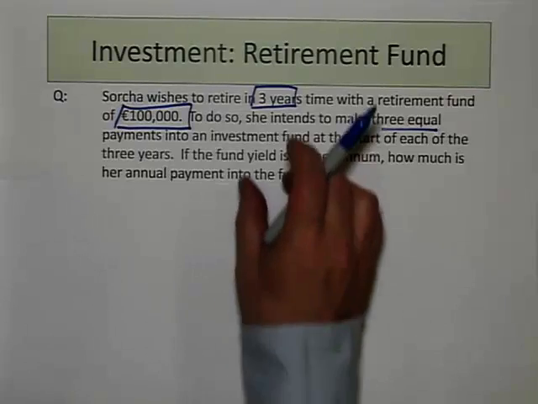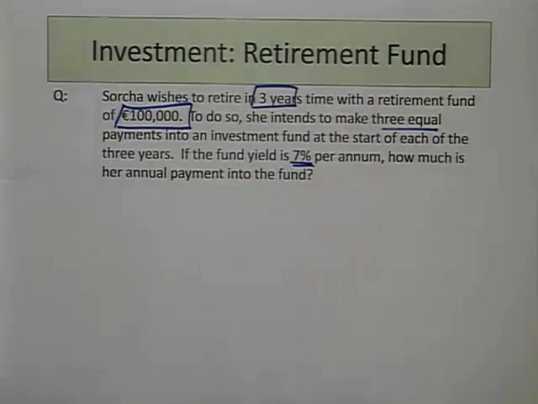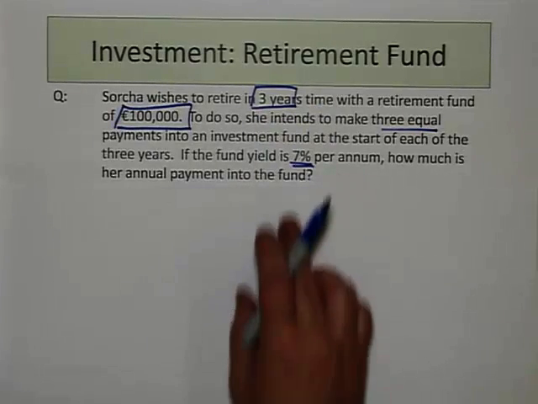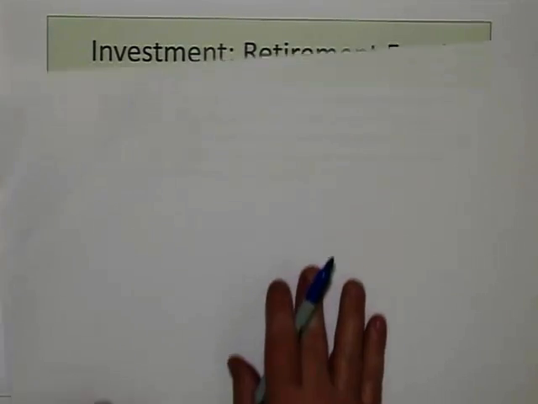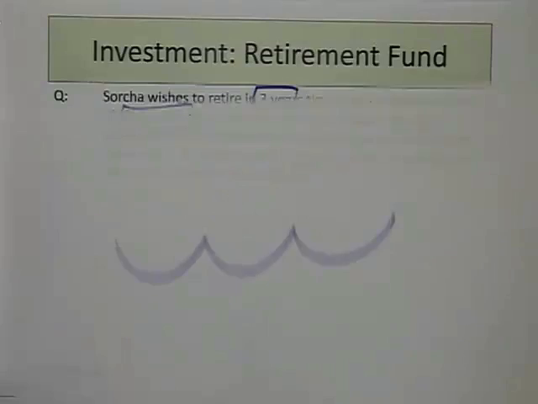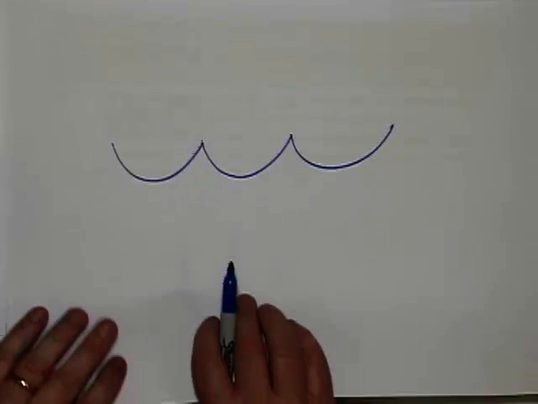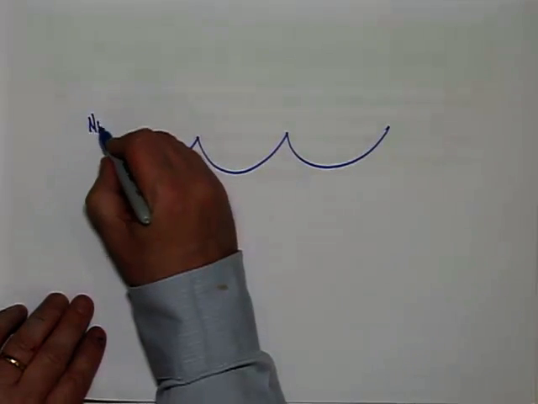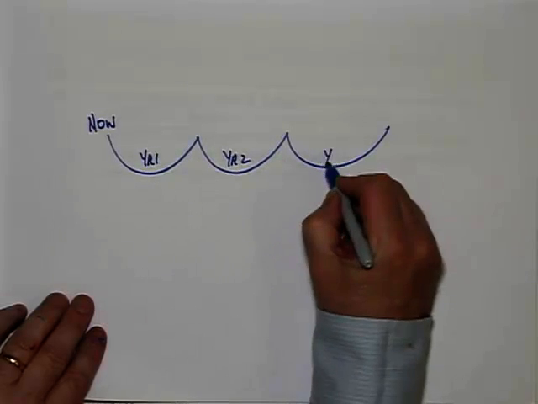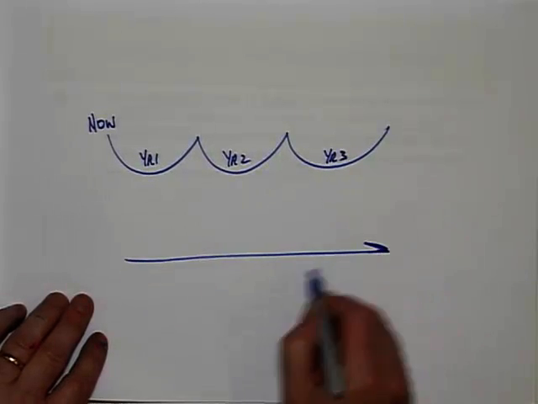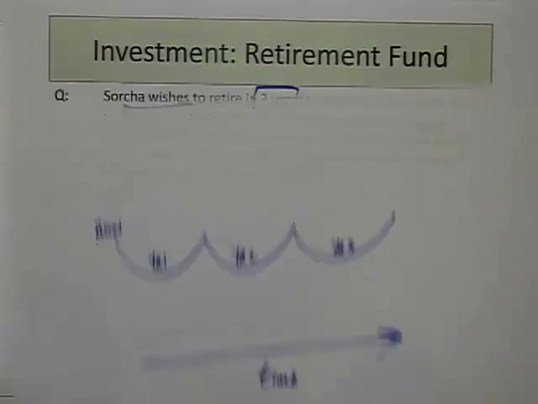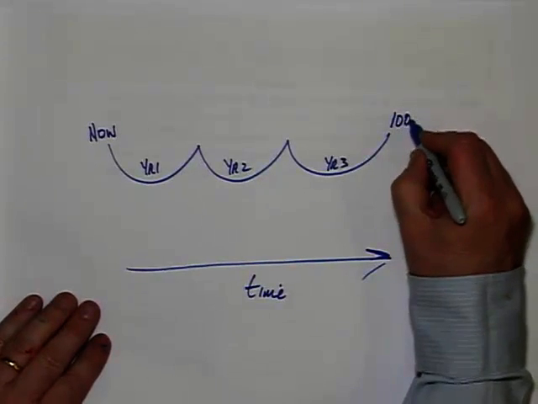Basically, not only is she willing to put in money now, but she's going to do that for each of 3 years. So let's start with the diagram. The first thing we do in the diagram is 3. So we say 1, 2, 3. We want 100,000, that's now. So this is year 1, year 2, and year 3. Everything else is the same. This is time. So time is moving left to right. Sorika wants 100,000 at the end.